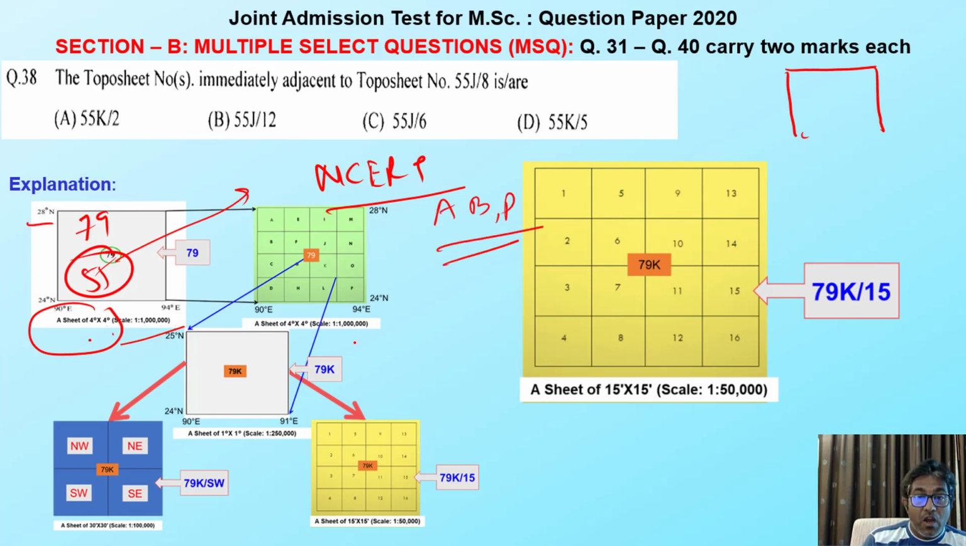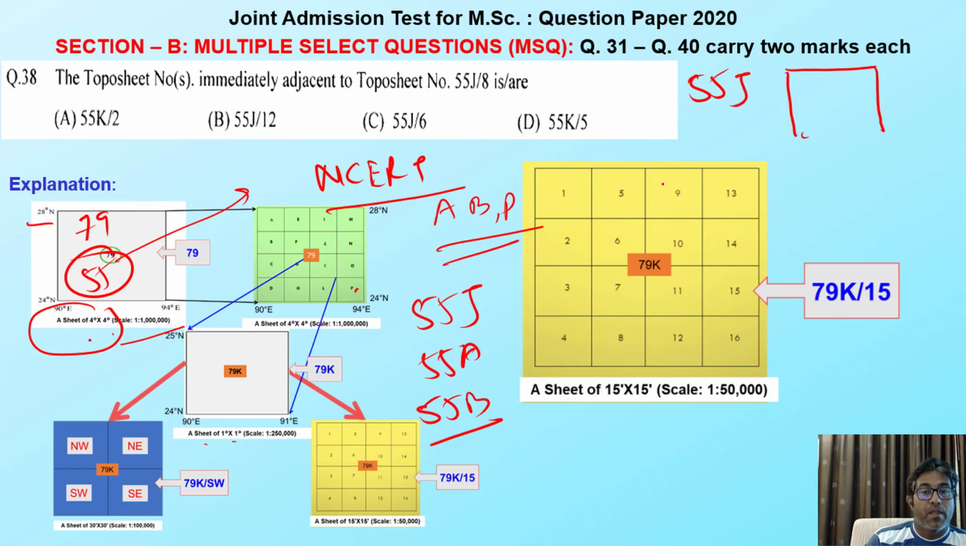The scale of this one is again different. The sheet degree is 1 degree by 1 degree, and you have a 250,000 scale for this one. Right now we have 55J. So how many sheets do we have for this one? This 55 A to P. We will get 55 A to P sheets as per this classification. So okay, let's see 55 A to P.